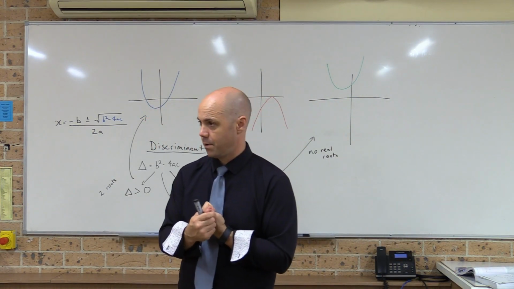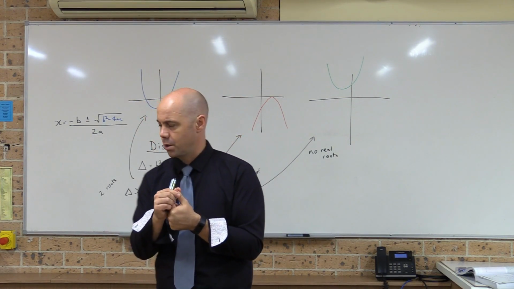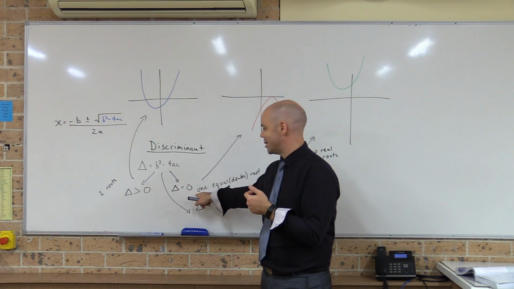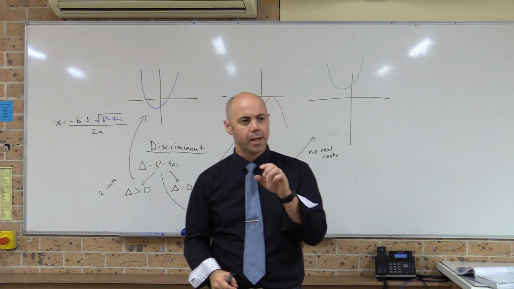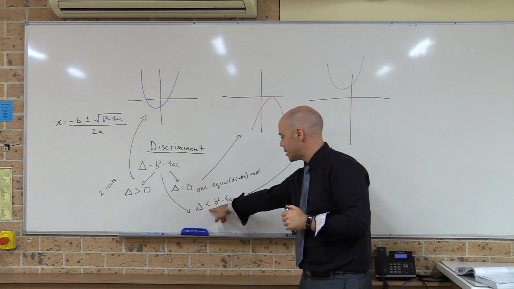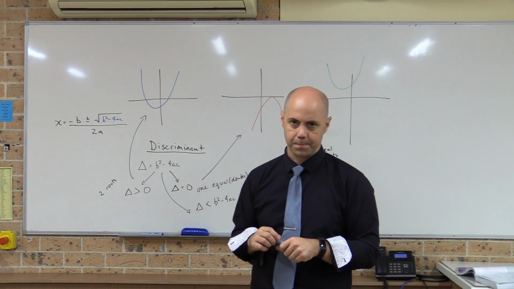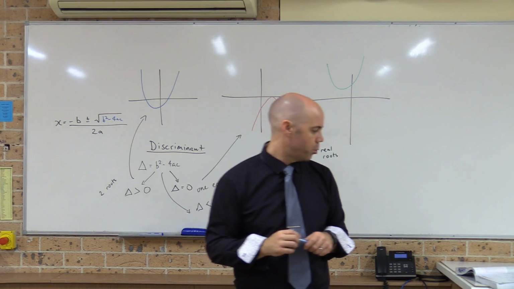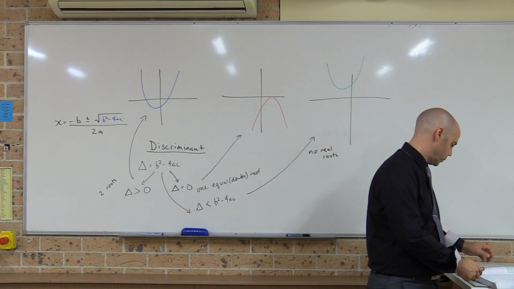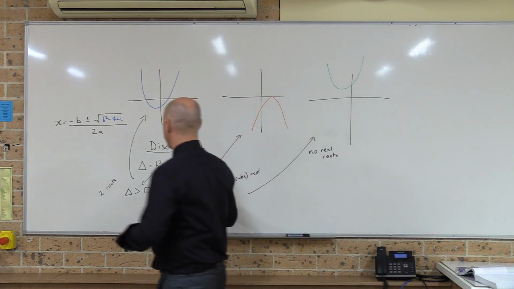One, that it's positive, greater than 0. That means there are 2 real roots. It could be that it equals 0, and that it's 1 double root, or an equal root. Or when it's less than 0, there are no real roots. Okay, so let's put this into practice with an example.